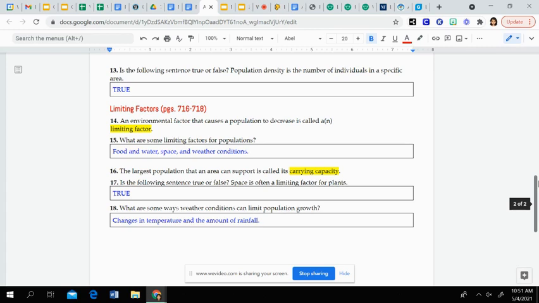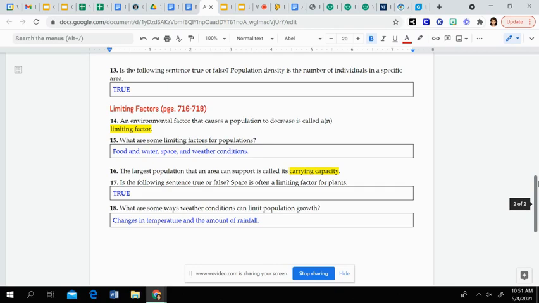Then, some ways that weather conditions can limit population growth. This could be a change in temperature, so either extreme cold temperatures or extreme heat. Even the amount of rainfall, if there's a drought or flooding, even natural disasters like hurricanes, tornadoes, things like that, can all limit and change population growth.